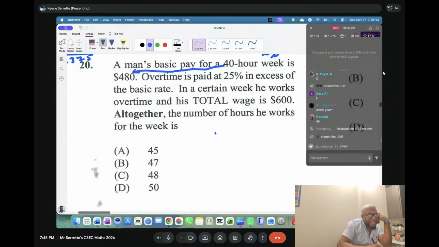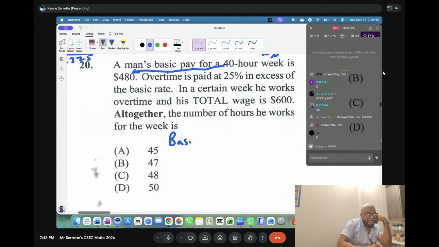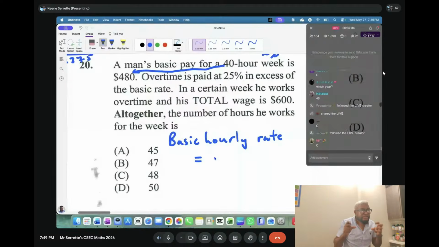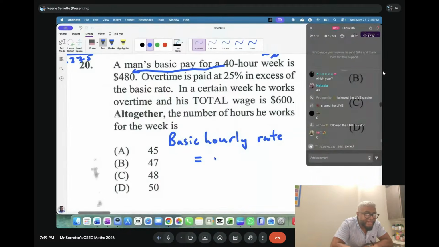So could I find the hourly rate? So I'm going to find the basic hourly rate. What would that be? How would I calculate the basic hourly rate? In other words, I need to calculate what he is working for per hour. How do I calculate that? Talk to me. 480 divided by 40. How much is Big Dog working for per hour? How much?